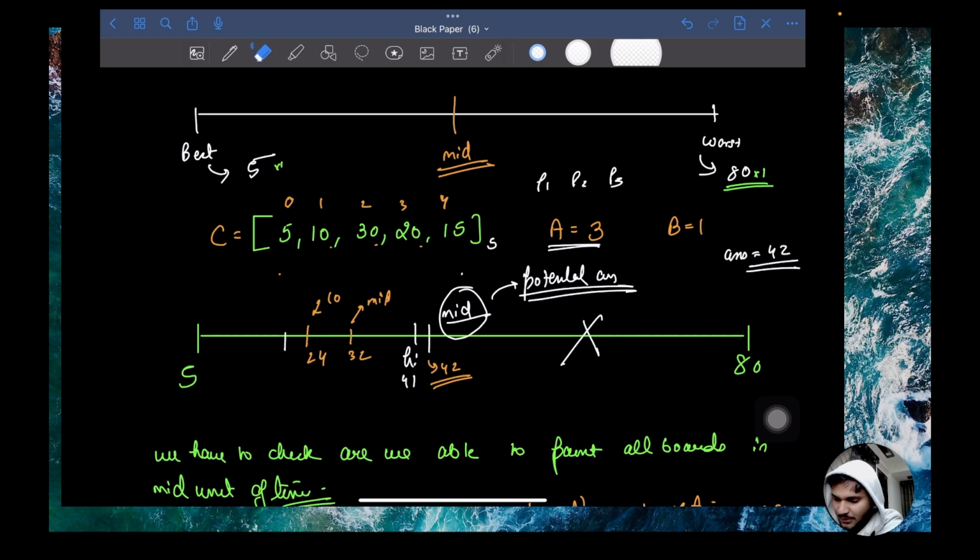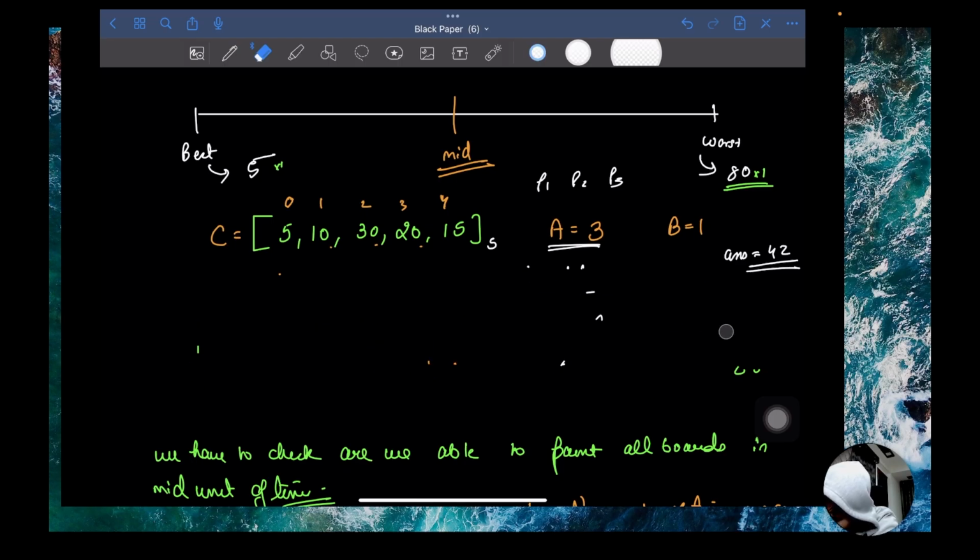We will say low is equal to mid plus 1. We need to increase the time. So low technically comes at 33. Right. So let me refresh the search space. Low comes as 33 and high I guess was at 41. Okay.